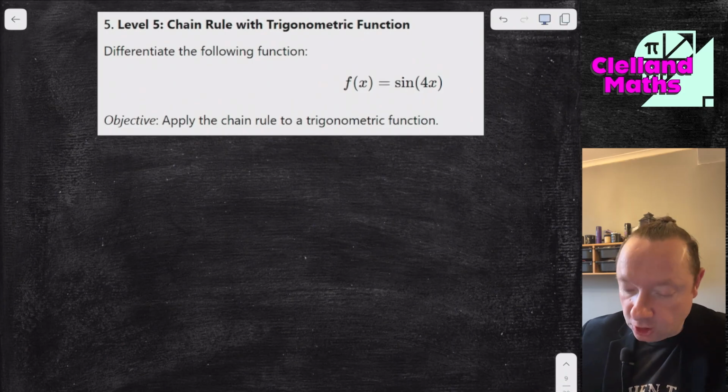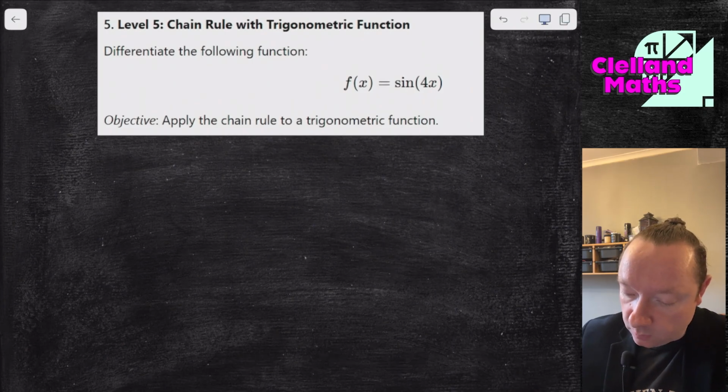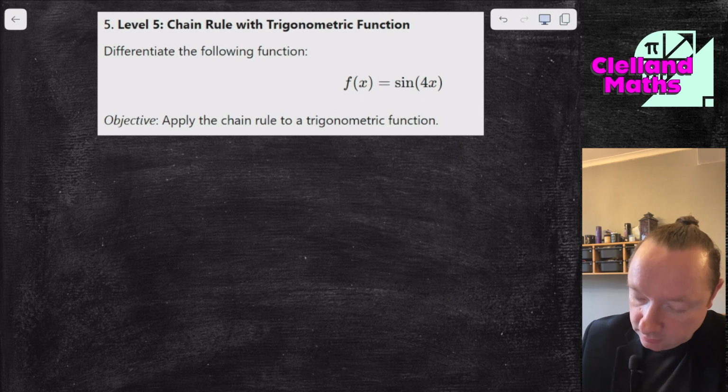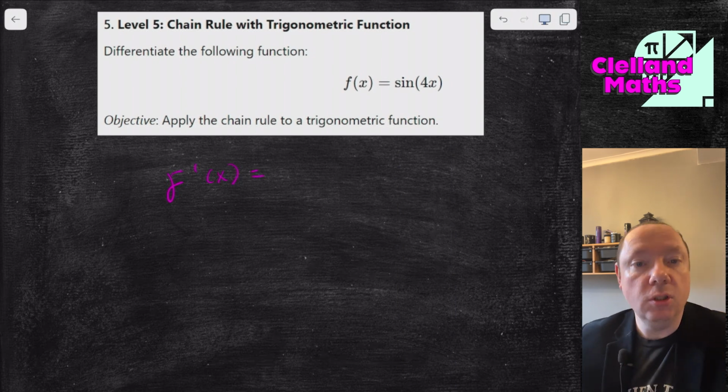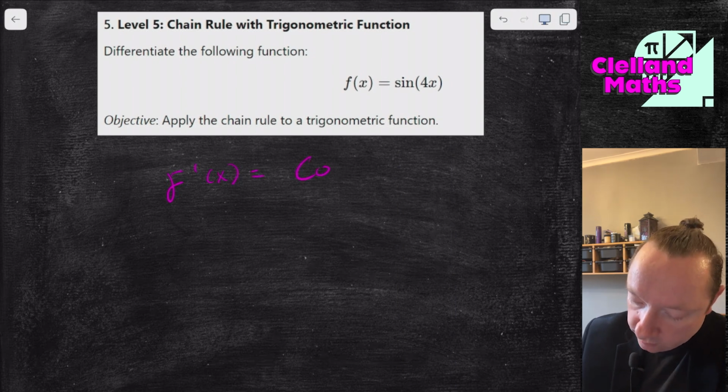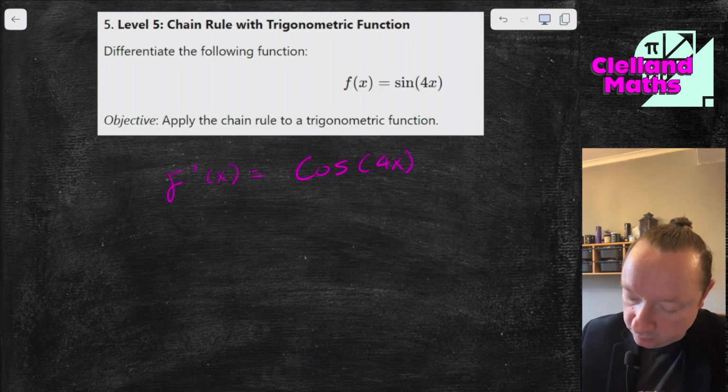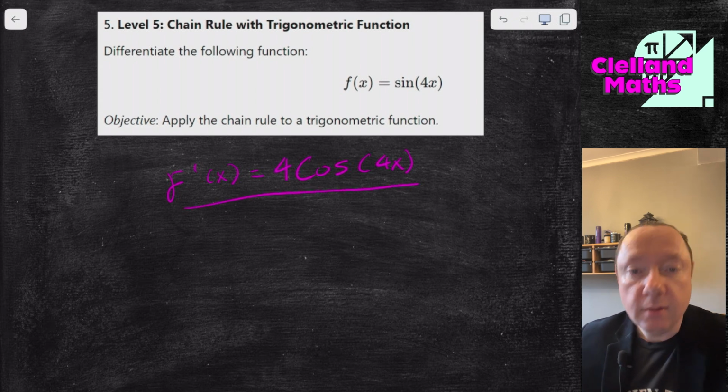Okay, level 5 on this challenge. Chain rule with a trigonometric function. Differentiate the following function. F of x is sine 4x. Okay, so f dash x. Well, I know that sine goes to cos, so that's cos, and then 4x just stays where it is. But then I need to differentiate the 4x, so it must be 4 cos 4x. Now we're done there.